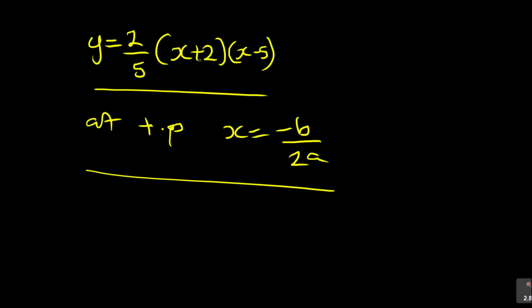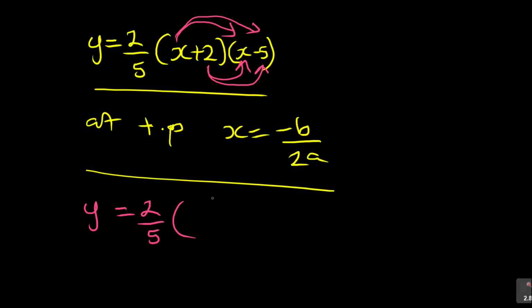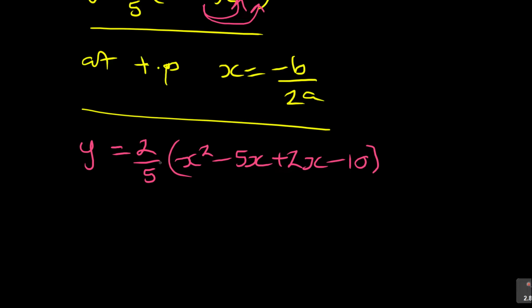So we need to open this bracket. So what we have, we've got y is equal to 2/5. Then you expand: x times x is x squared. x times minus 5 is minus 5x. 2 times x is plus 2x. 2 times negative 5 is negative 10. Then you continue again. Expand, expand, expand, and expand.